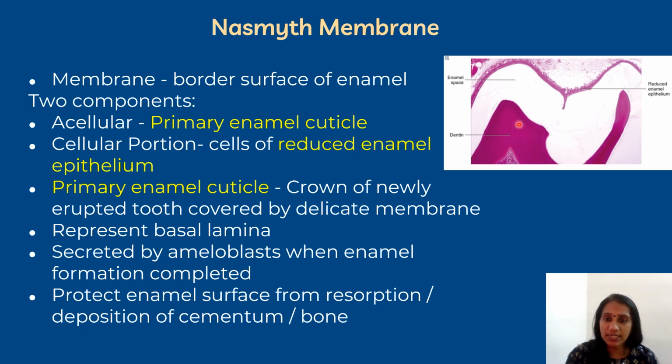Now, the primary cuticle is just adjacent to the crown of the tooth. It is a membrane, and this is actually your basal lamina. The ameloblast and the reduced enamel epithelium will resecrete the basal lamina. So that is your primary enamel cuticle. And the function of this is to protect the surface of newly formed enamel from resorption.